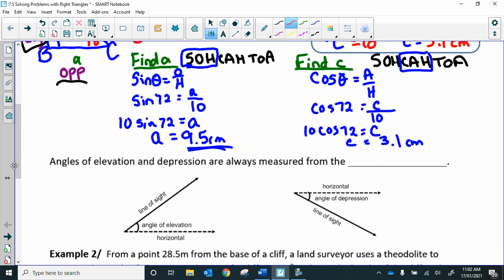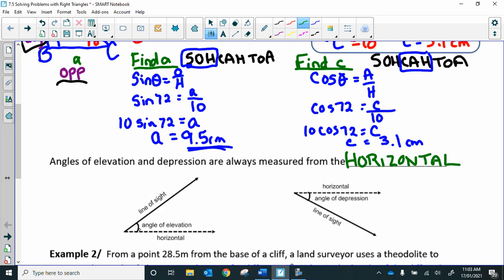This is a key piece of information for word problems. A lot of word problems talk about angles of elevation or depression. So those might be new words to you. Elevation kind of makes sense because we do talk about elevators and things elevating. We hear that word a lot. So angles of elevation and depression are always measured from the horizontal. So you're always looking out from a horizontal line. Again, horizontal is going across like our x-axis does.